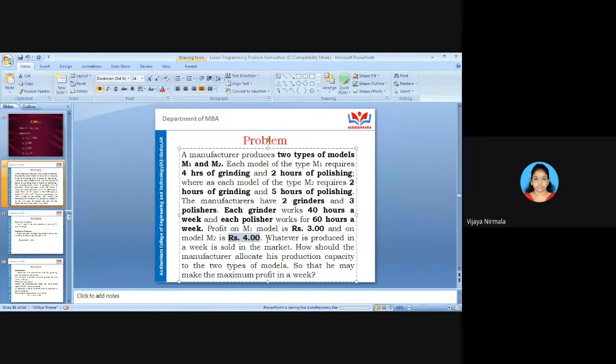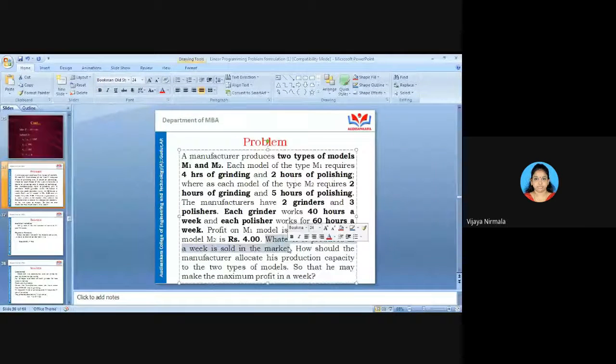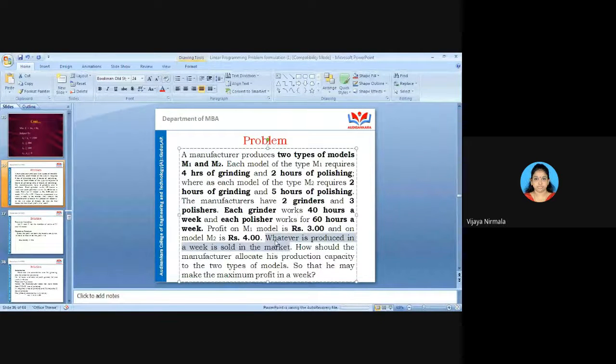So whatever is produced in a week is sold in the market. Whatever is produced, whether you produce M1 or M2, is going to be sold in the market. Okay, now the manufacturer got a doubt that he needs to allocate the production capacity.